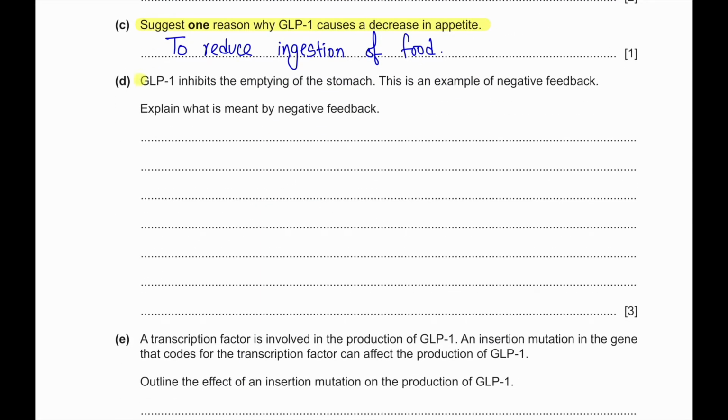Part D. GLP-1 inhibits the emptying of the stomach. This is an example of negative feedback. Explain what is meant by negative feedback. So basically, negative feedback is when there is a change in a parameter, it is detected by receptors, and as a result a corrective action is taken by an effector. The parameter then returns to the set point.